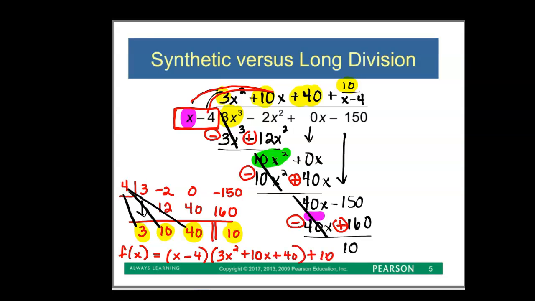Okay, so notice this is our g of x, or our x minus k. This is our q of x, and this is our r.